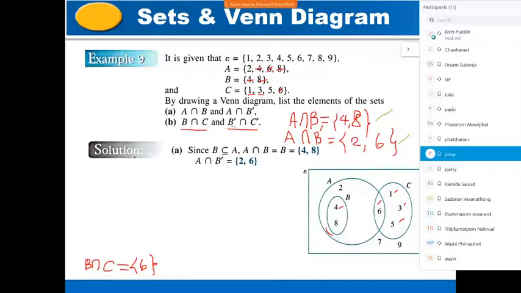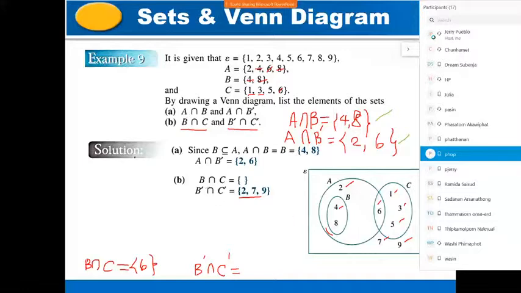And then what is B complement intersect C complement? B complement means not in B, outside B. Intersect C complement, outside C. Therefore, what's your answer here? Outside B, you have 2, 6, right? And outside C, you have 2, 7, and 9. So you have this one, 2, 7, and 9.